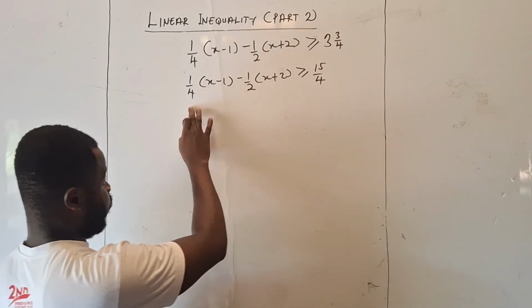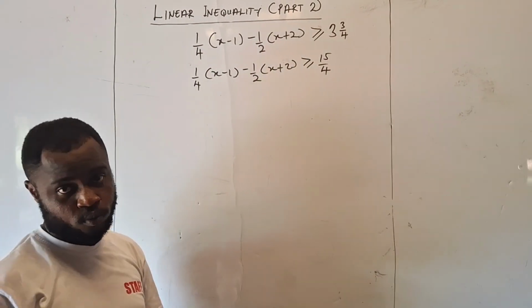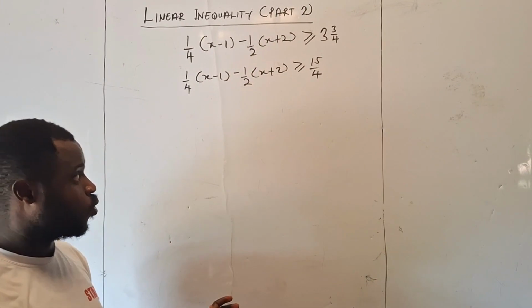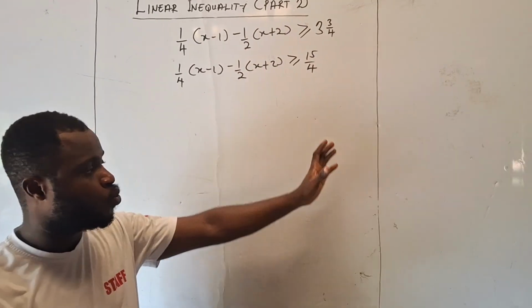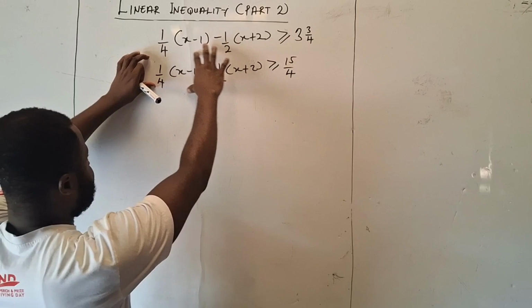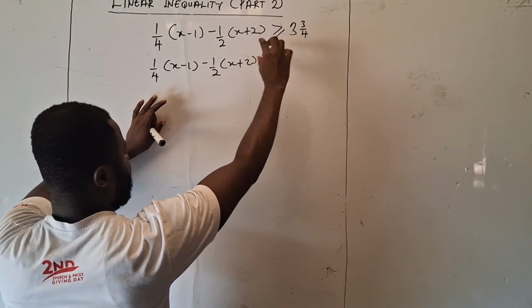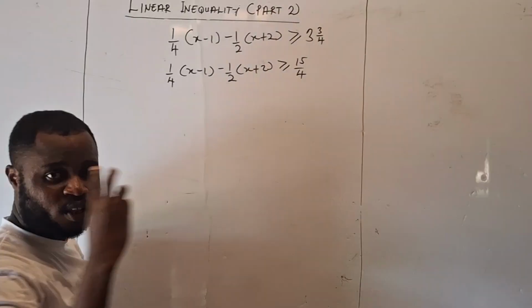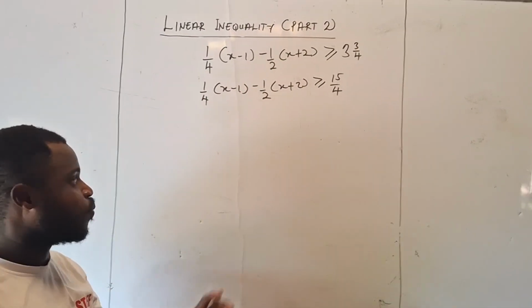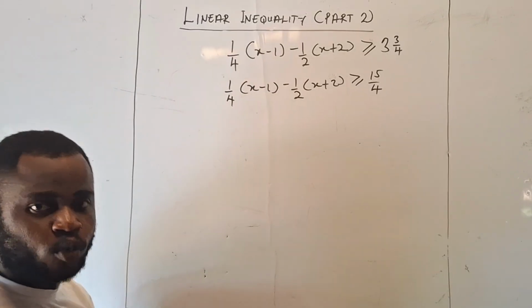Now the LCM: we have 4, 2, and 4. The LCM is going to be 4. So we are going to multiply it through by the LCM. Now how many elements do we have here? This and this is 1. Because of the negative sign here, this one too is 1. And because of this sign, this one too is 1. So here we have 3 different elements. So we are going to multiply the 3 elements by the LCM, which is the 4. So take note of that.